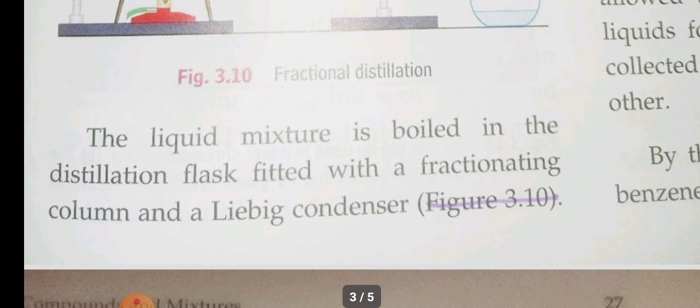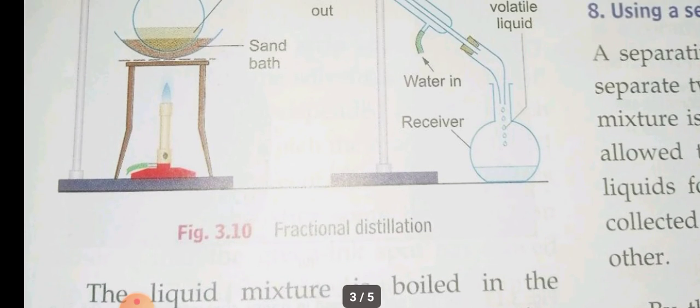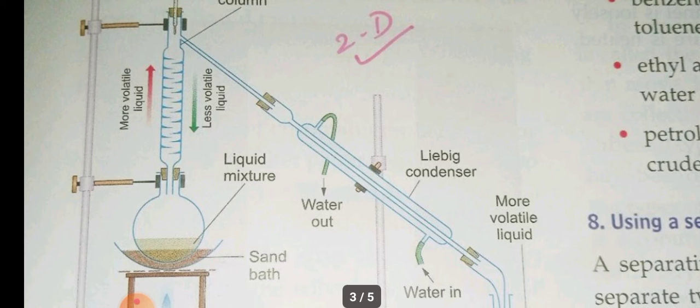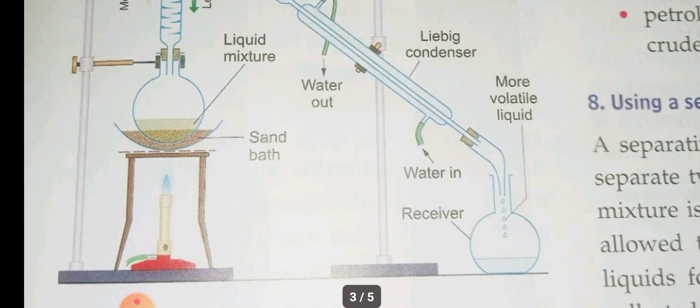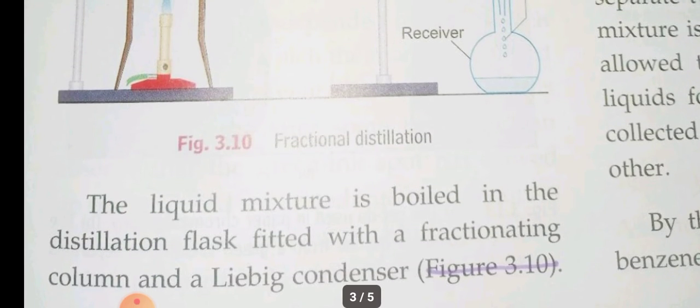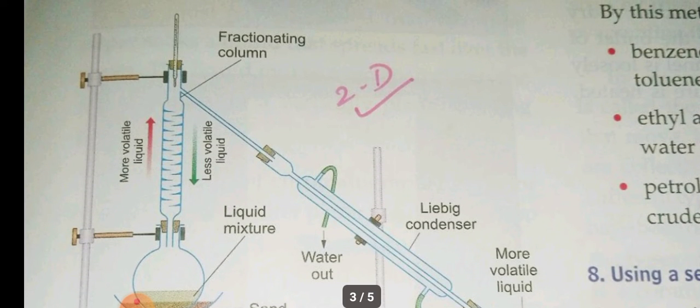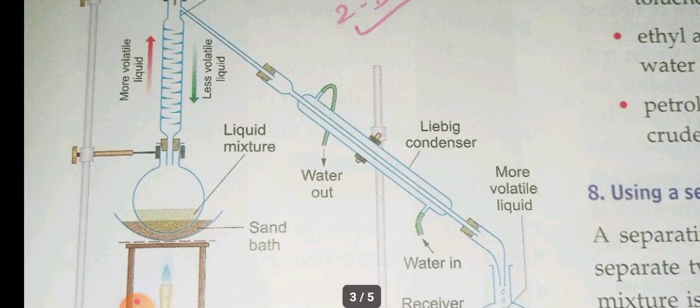The liquid mixture is boiled in the distillation flask fitted with a fractionating column and a Liebig condenser. So, the distillation flask, the round flask, where the liquid mixture is kept, that is called distillation flask, and it has to be connected with the fractionating column, like a thermometer is kept, isn't it? That is the fractionating column.